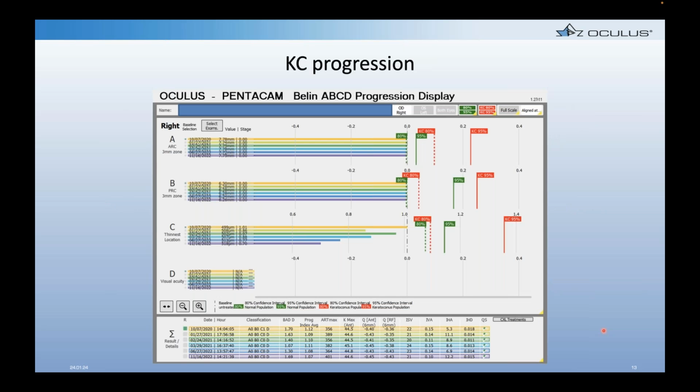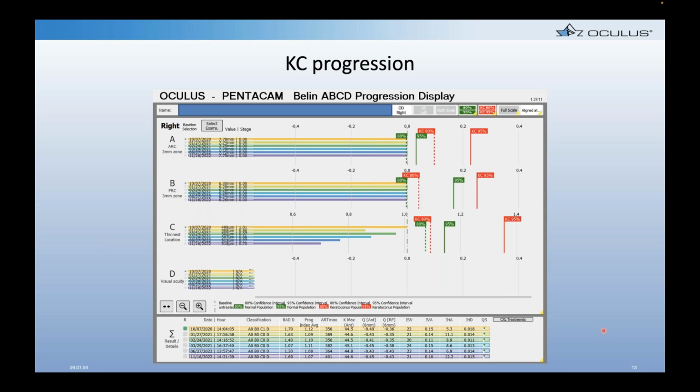Regarding that keratoconus progression, as we mentioned, again, there are built-in progression displays. This can be very helpful for understanding whether our patient is progressing or not. When you pull up this display, you don't have to import all of these tests. The instrument will go through the patient's test history, and it will immediately pull all the data from their previous Pentacam tests into this screen.